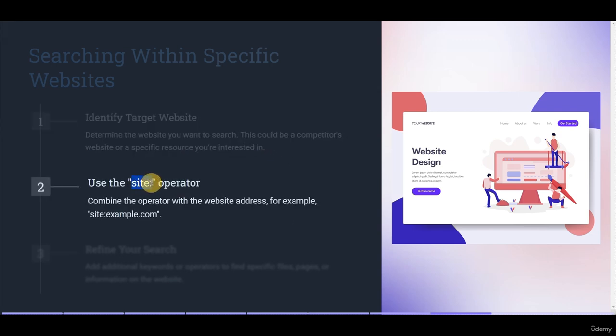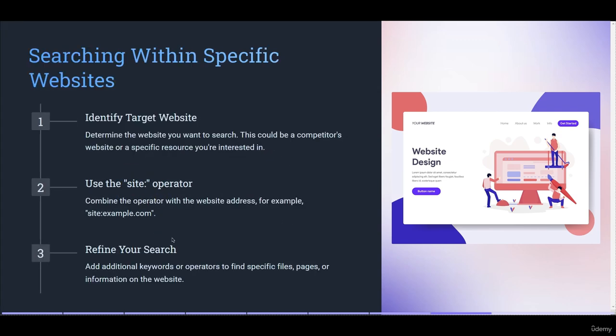Then we have use the site operator. This is one of the main operators which I told you before, and we can combine the operator with the website address like site:example.com or apple.com, microsoft.com, www.amazon.com, and so on and so forth. Then we have refine your search, where we can add additional keywords or operators to find specific files, pages, or information on the website.